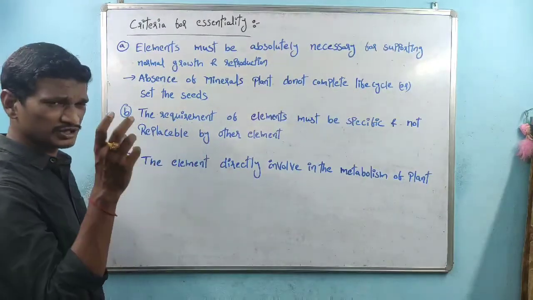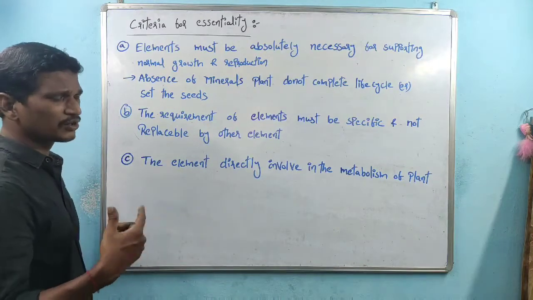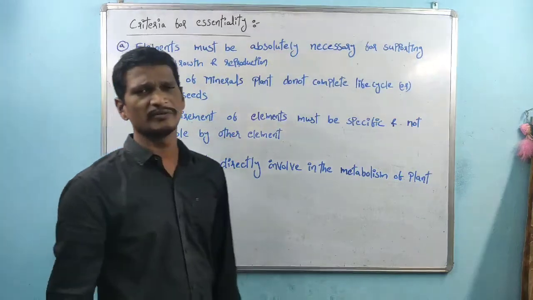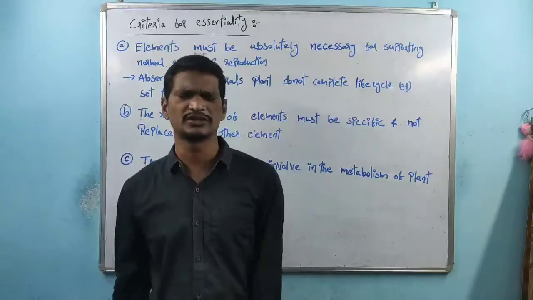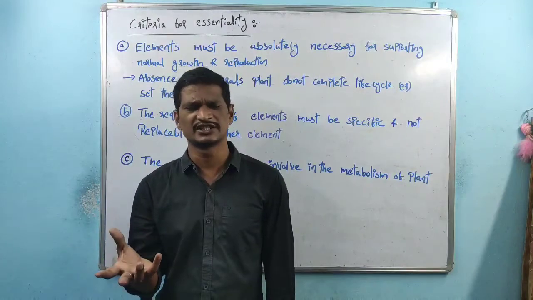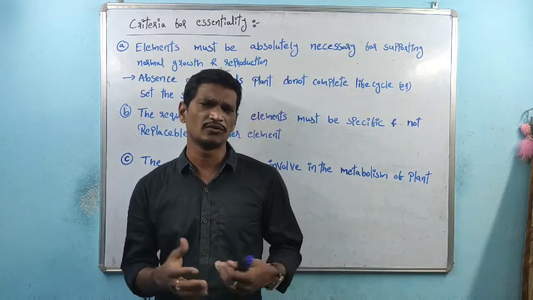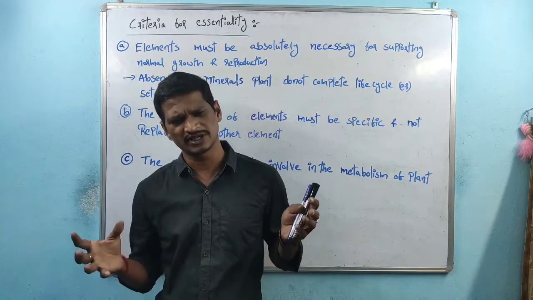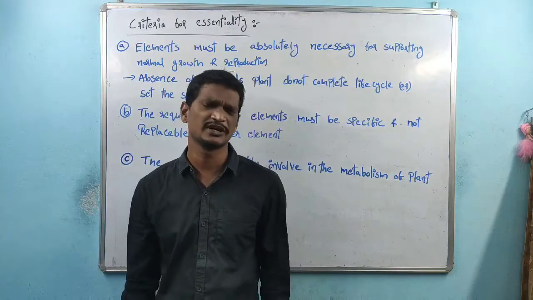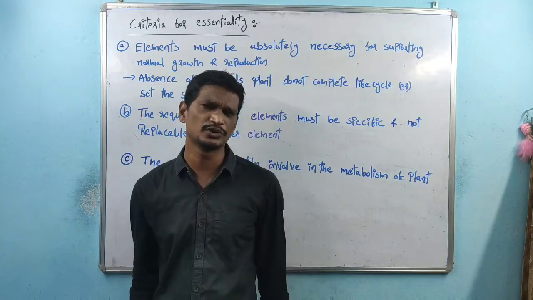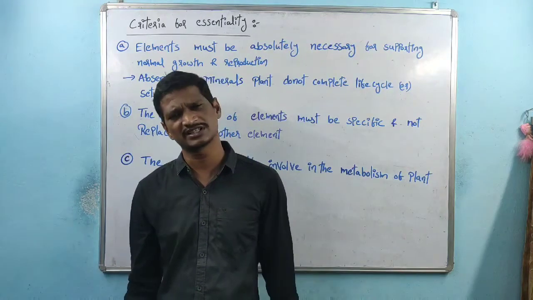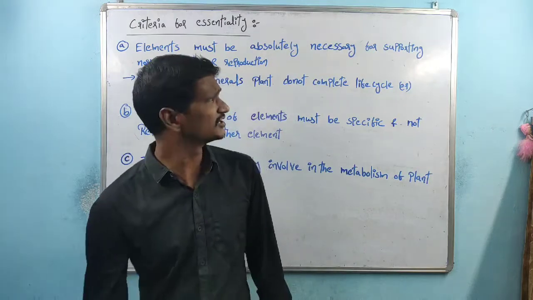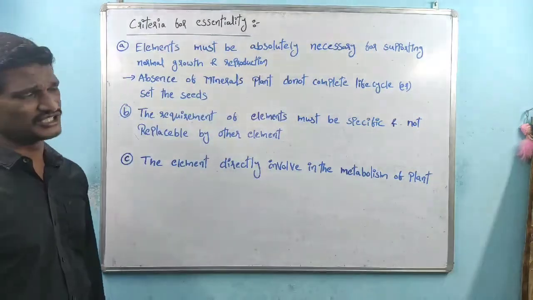The requirement of elements must be specific. One element's role can't be played by another element, right? Some elements are directly involved in the metabolism of the plant. Just now I said activation of enzymes, and in certain cases there is cell wall formation, middle lamella formation. Some act as secondary metabolites. Some support the association of ribosomes, like magnesium ions, right? They support the binding of the two subunits of the ribosomes. Different types of minerals are there, and all these minerals are very specific for their metabolism, right? That is about the criteria for essentiality.